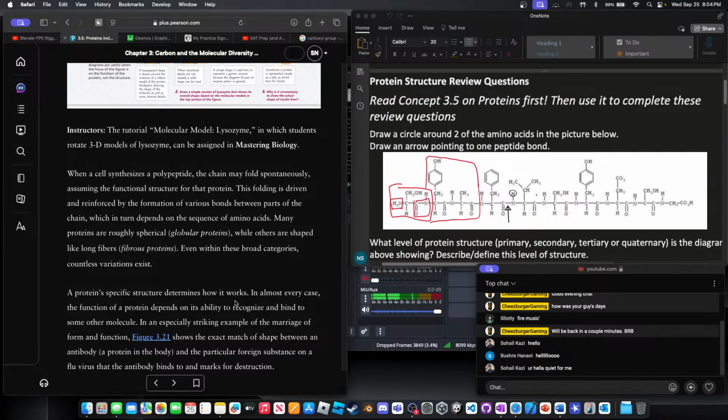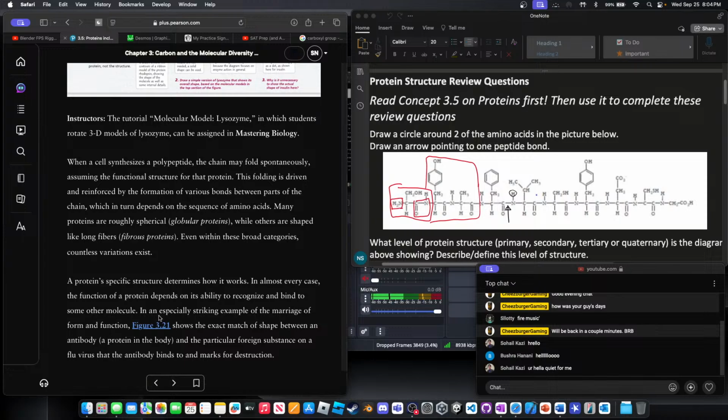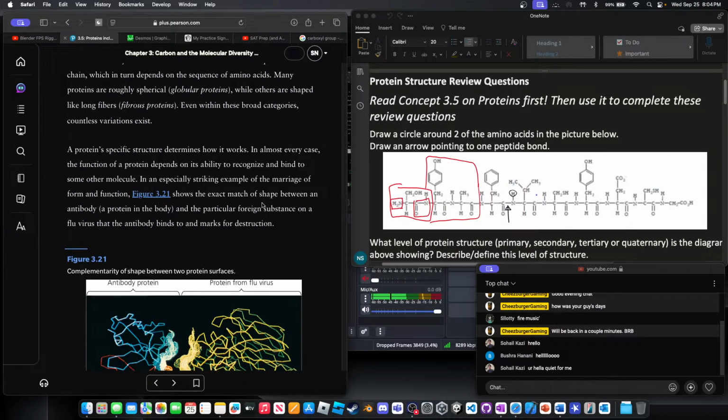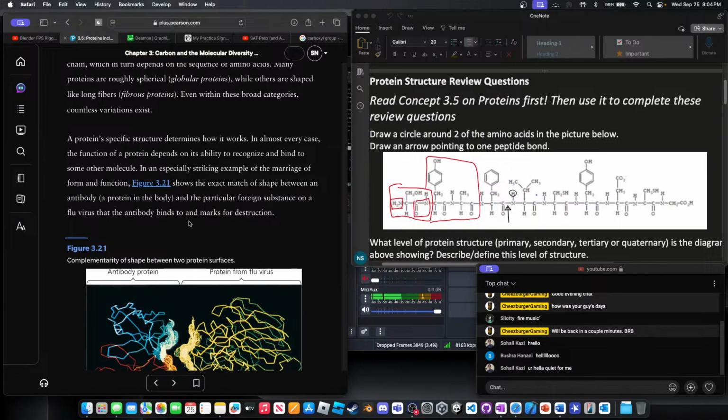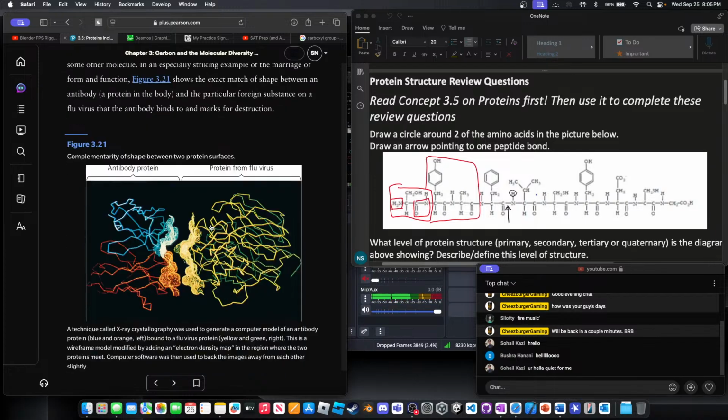In almost every case, the function of a protein depends on its ability to recognize and bind to some other molecule. In an especially striking example of the marriage of form and function, figure 3.21 shows the exact match of shape between an antibody, a protein in the body, and the particular foreign substance on a flu virus that the antibody binds to and marks for destruction. You can see it's very, very similar here.